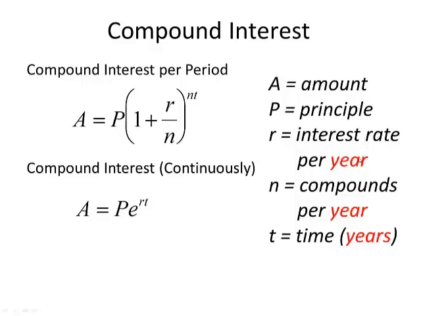Okay. So just make sure all these are in the same units. This is going to be interest rate per year, compounds per year, and time is in years. They all have to match, otherwise the answer is not going to come out right.